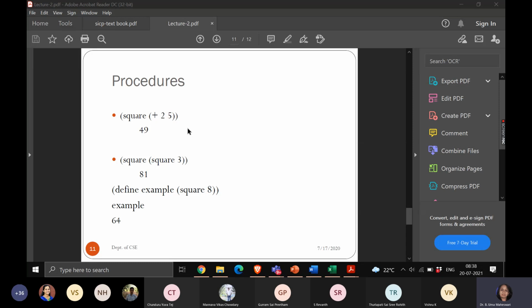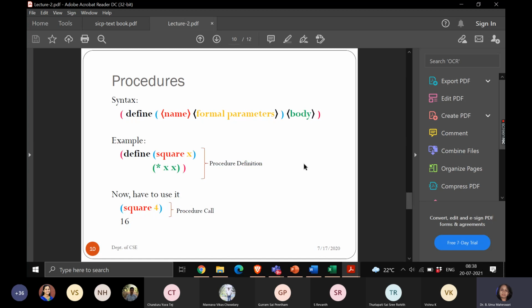Now, we were in procedures, right? So let us take the syntax of the procedure. Can you see the PPT? Sorry, PDF. Can you see the PDF here? Students? Please respond. Yes, ma'am.